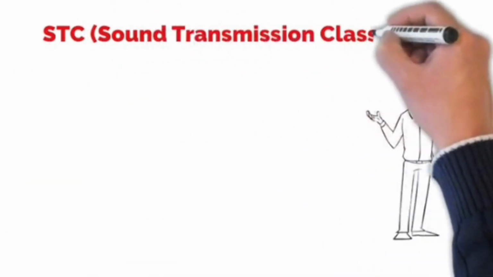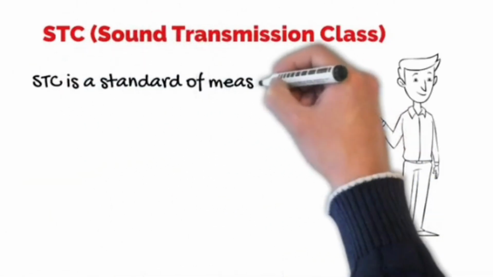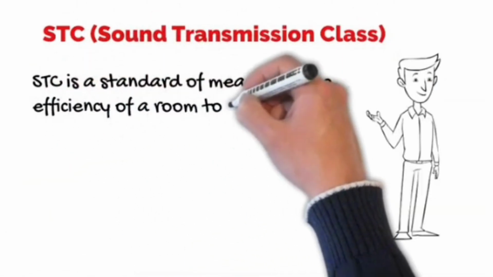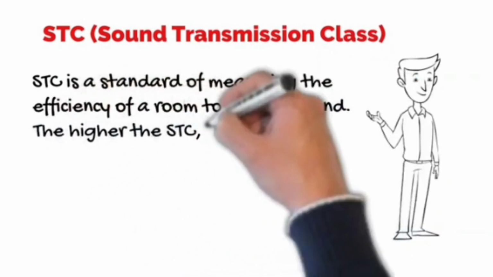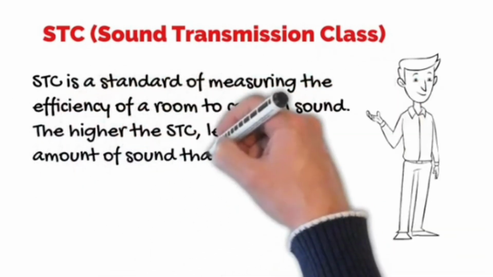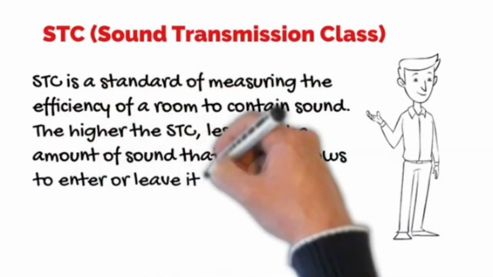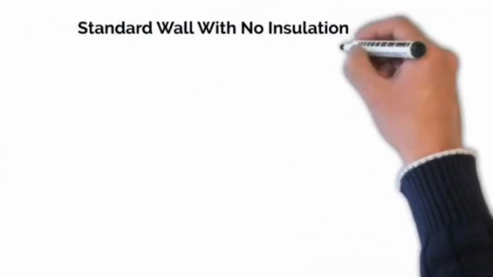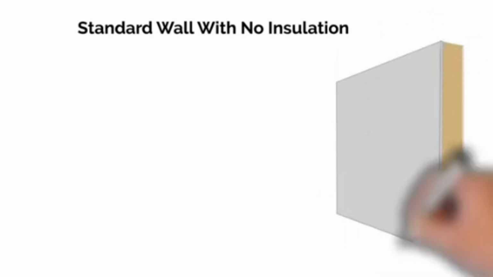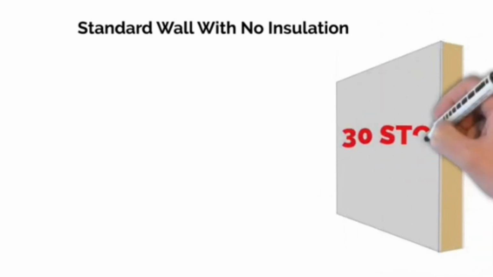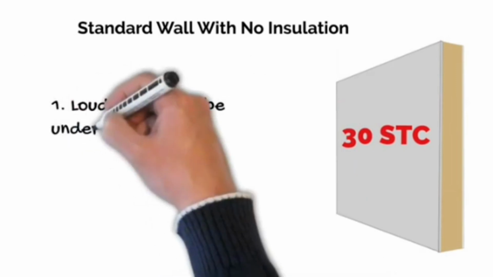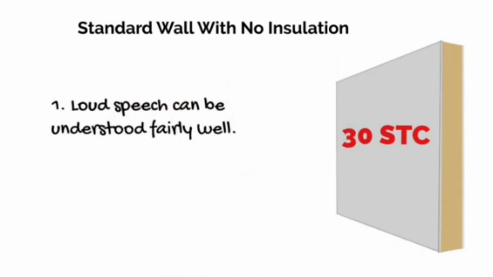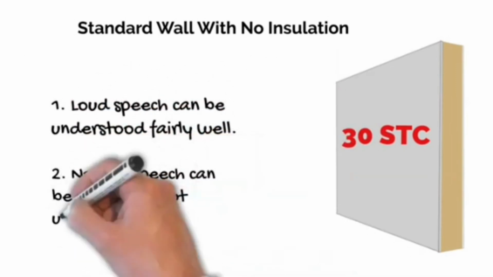A quick word about STC, or sound transmission class. STC is a standard of measuring the efficiency of a room to contain sound. The higher the STC, the less sound a room allows to enter or leave it. A regular wall with 2x4 framing, 1 layer of drywall and without insulation has an STC of 30. At an STC of 30, loud speech can be understood fairly well, and normal speech can be heard but not understood.